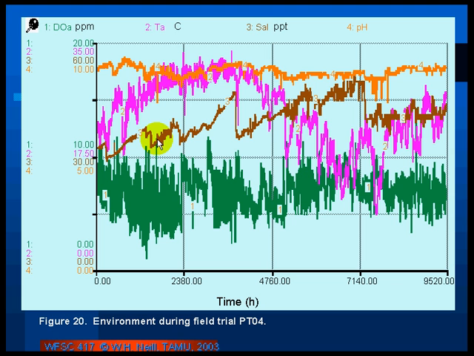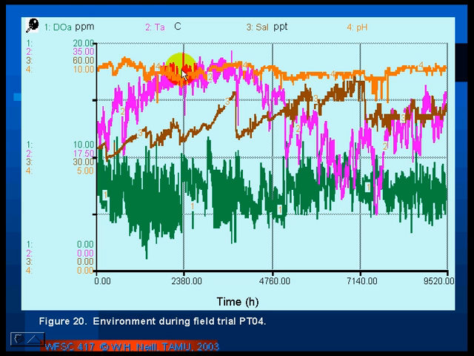The y-axis is different for each variable, but let's just take a look at DO. The scale there is from 0 to 20 parts per million. DO is the one here in green. And you can see that DO is highly variable on a diel basis over the course of this 13-month period. At some points here, the amplitude is almost 12 parts per million.